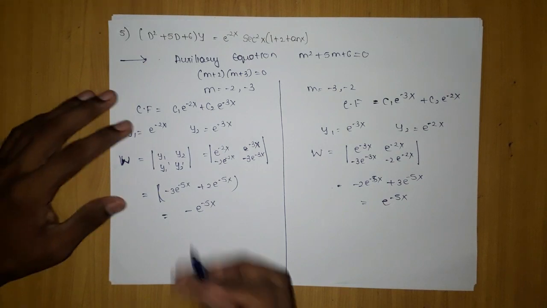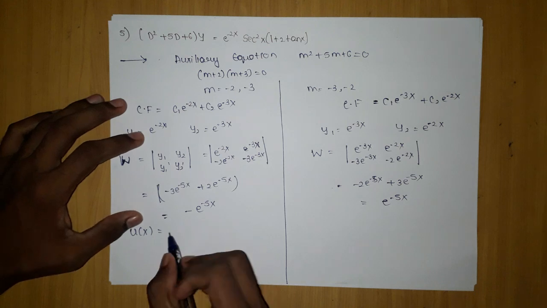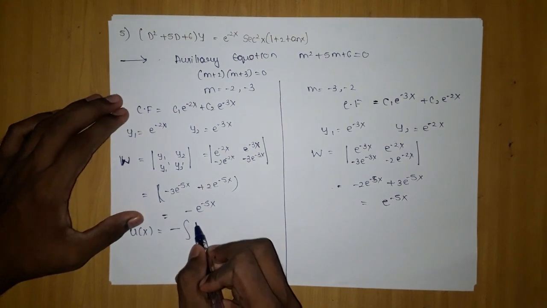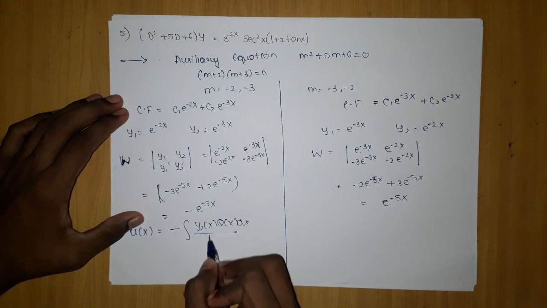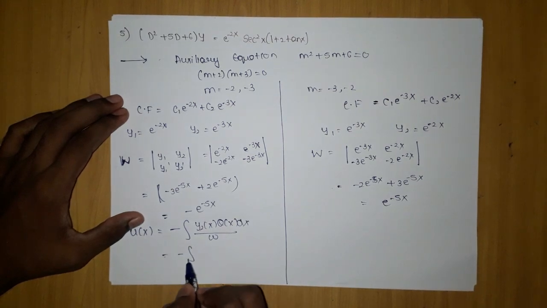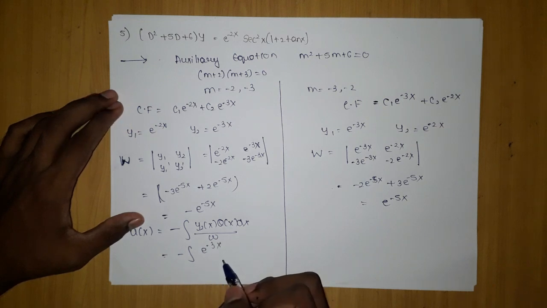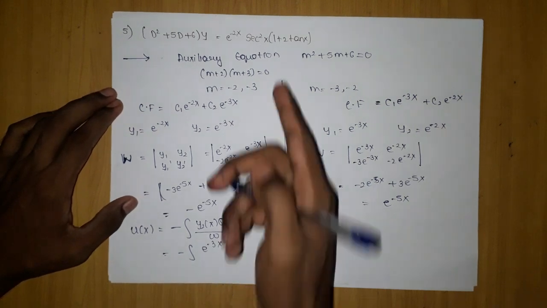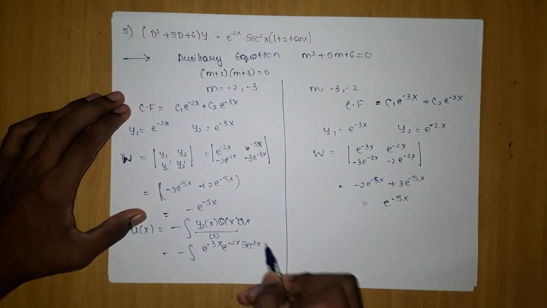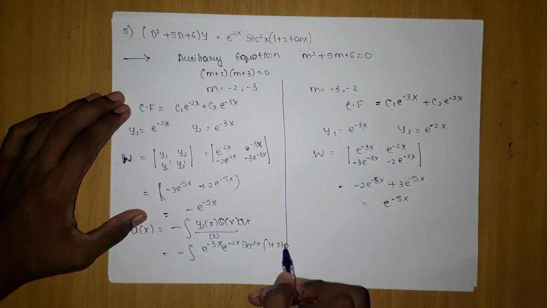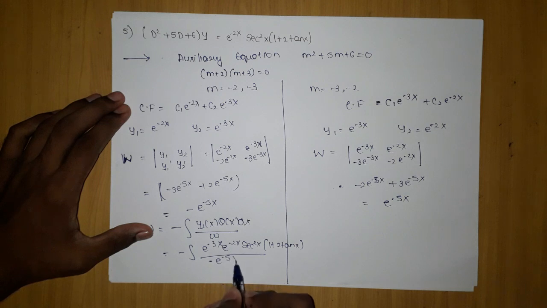Now don't be afraid, just focus on getting the u of x. U of x will be what? If I try to solve, it will be minus y2 into q of x dx by W. Agree? Y2 will be what? E to the power minus 3x into q of x. Q of x is what? Q of x is e to the power minus 2x into sec square x into 1 plus 2 tan x. Okay, I'm writing it here, by W, minus e to the power minus 5x.